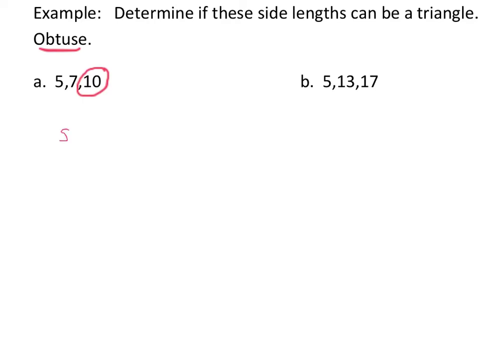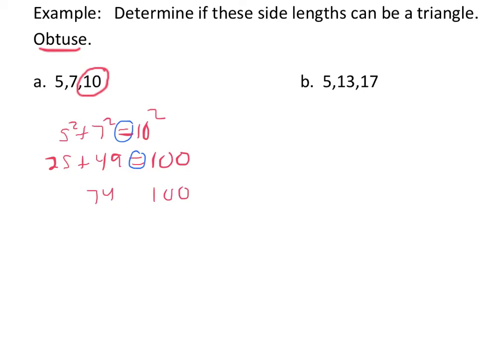So, the Pythagorean theorem says 5 squared plus 7 squared equals 10 squared. So 25 plus 49 equals 100. Now again, I do not know if it's equal or not. We'll decide that at the end. So 25 and 49 is 74, and 100.